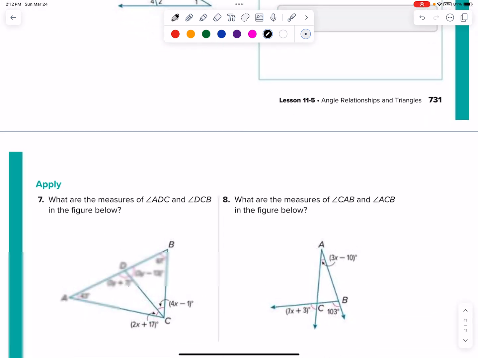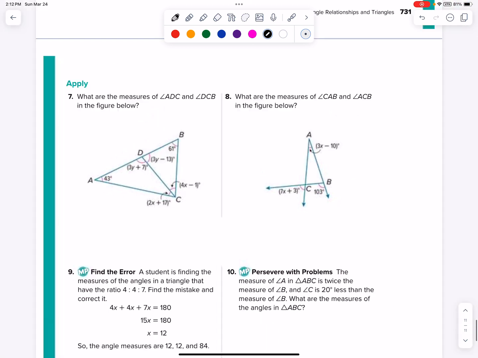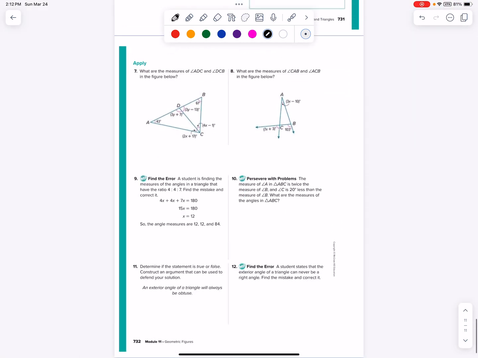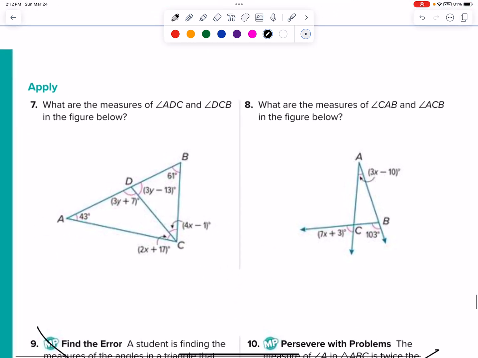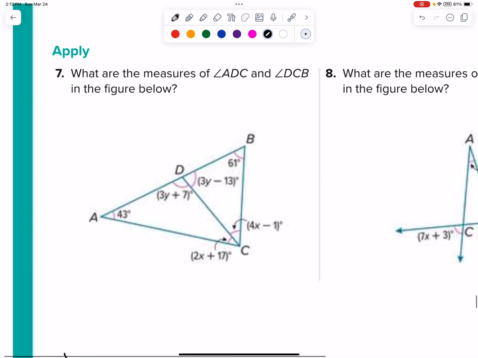And then 7 and 8 are our really crazy ones here. Oh, sorry, you won't see these on yours. It'll be whited out. But 7 and 8 are your responsibility. But let's take a look a little bit together and tackle this to figure some things out. Number 7, find the measurements of ADC. So we're talking ADC, so right here, and DCB.